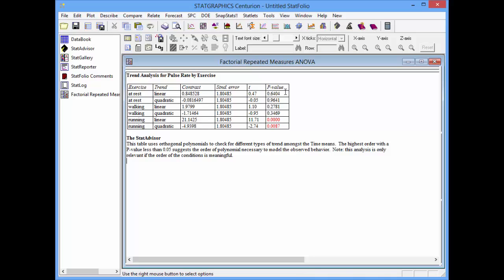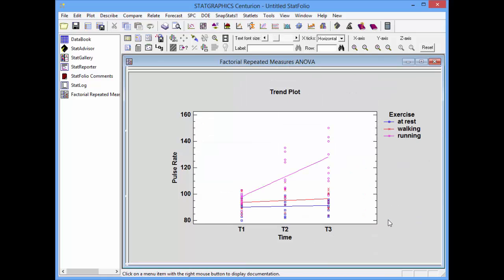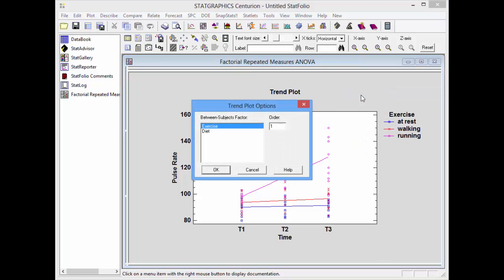The p-values in the table will tell me whether or not the highest order term for a particular polynomial was statistically significant. In this case, neither the linear or quadratic models showed any statistical significance for either the at-rest subjects or the walkers. But for the runners, both the linear and quadratic terms were statistically significant. The p-values are quite small, well below 0.05. Here's a plot of a linear trend fit to the subjects for each of the three types of exercise. If I push the right mouse button and go to Pane Options, I can make it a quadratic model instead.